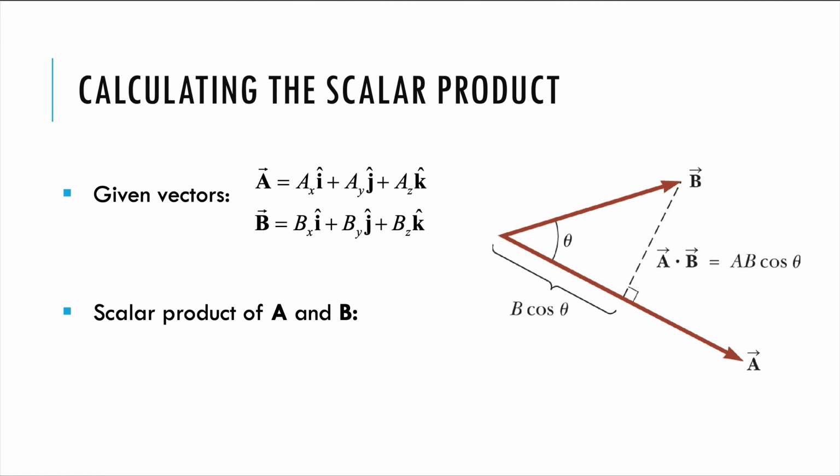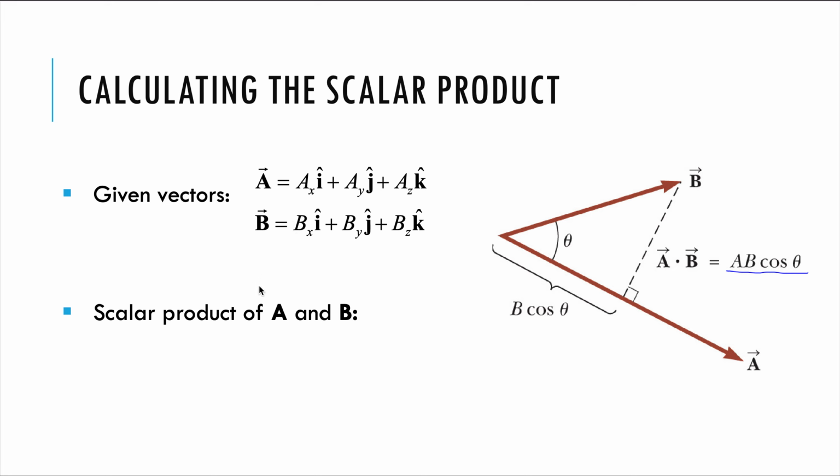The last thing I would like to go over is, well, how do we calculate the scalar product? We know it's AB cosine theta. So if we have the magnitude of each vector and the angle between them, then yes, we can find the dot product. But what if we're just given the vectors in unit vector notation? Then how do we calculate the scalar product?